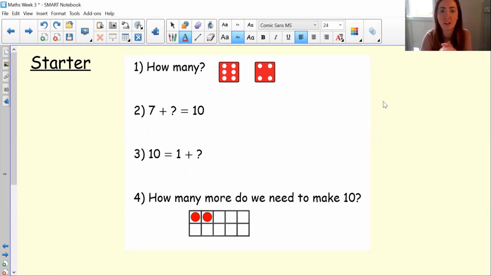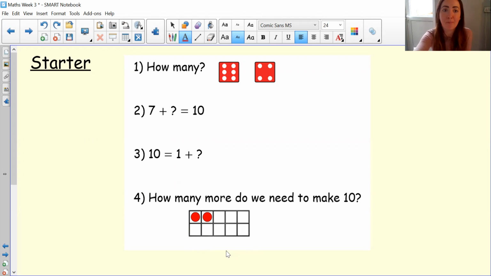So fast for starter. Let's go through these questions together. So number one, how many do these two dice show? Write down your answer. Then question two, I'm going to get you to read this one on your own to work out what the missing number is. And then number three, again, have a look at this number sentence to work out what is the missing number. And question number four, how many more do we need to make 10? So look at this 10 frame, how many more do we need to make 10?